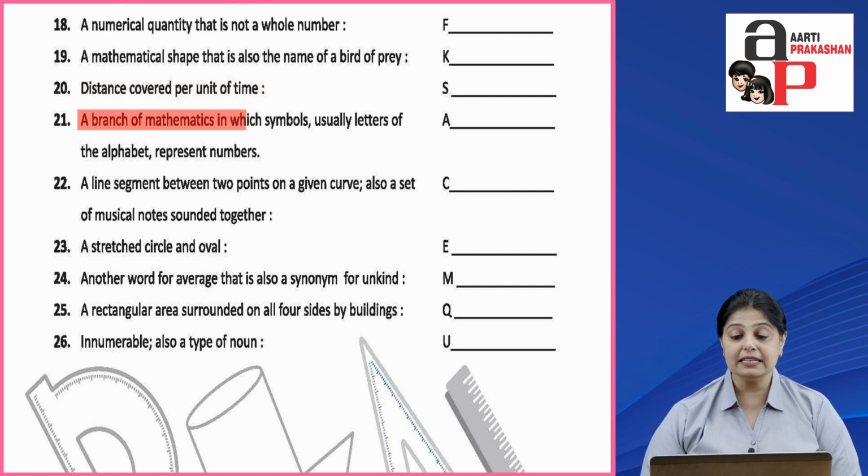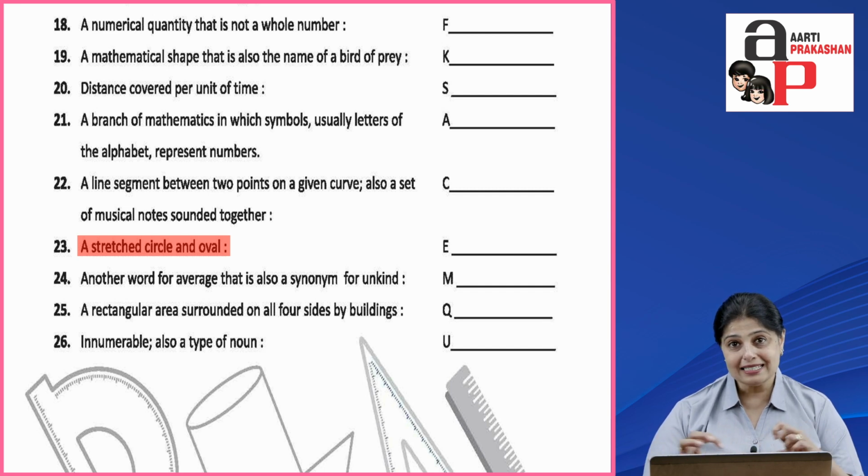A branch of mathematics in which symbols, usually letters of the alphabet, represent numbers. It is algebra. I'm sure you all must be learning it. Algebra and geometry. Yes. A line segment between 2 points on a given curve, also a set of musical notes sounded together, is known as chord. Okay. A stretched circle and oval. It is an ellipse. Okay. It is oval. It's like a stretched circle.